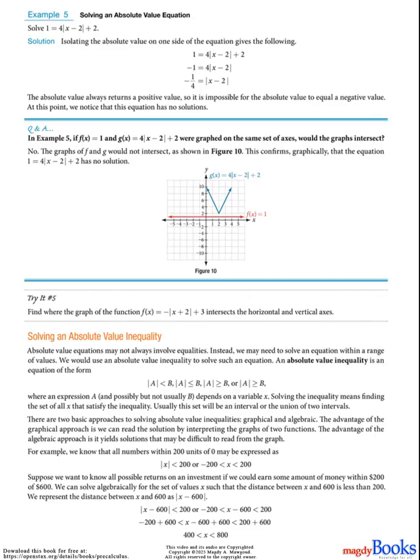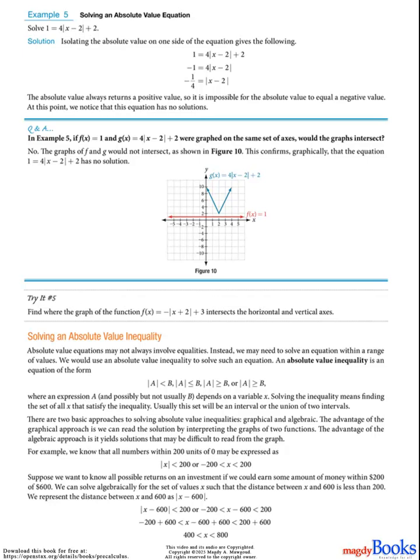There are two basic approaches to solving absolute value inequalities: graphical and algebraic. The advantage of the graphical approach is we can read the solution by interpreting the graphs of two functions. The advantage of the algebraic approach is it yields solutions that may be difficult to read from the graph. For example, we know that all numbers within 200 units of 0 may be expressed as the absolute value of x is less than 200, or negative 200 is less than x is less than 200.